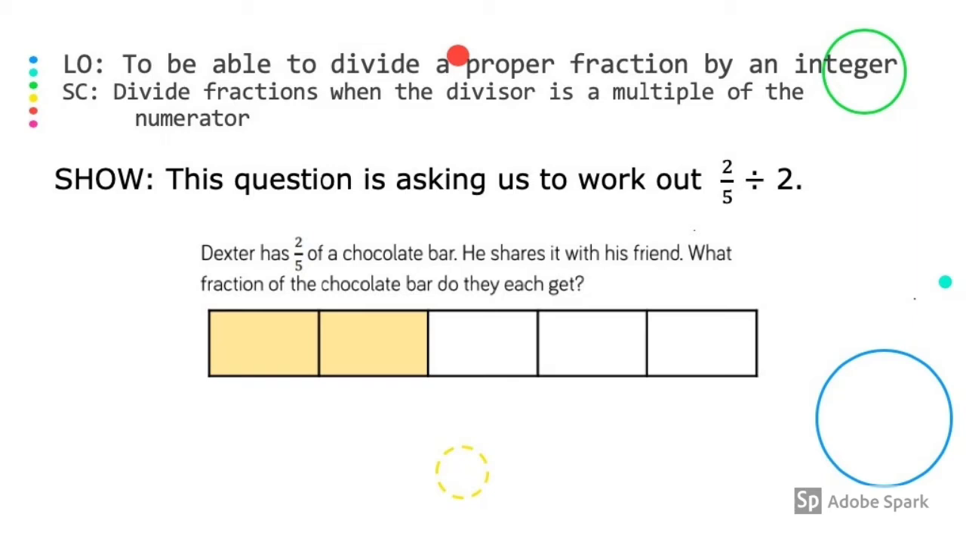This question is asking us to work out 2/5 divided by 2 because Dexter has 2/5 of a chocolate bar and he's sharing it with his friend. We need to work out what fraction of the chocolate bar they each get. And this is pretty simple. 2/5 is represented on the bar chart here, and when it's split into 2 equal parts, we have 1/5. So they each get 1/5, and you'll notice that I put a little cross to represent 2/5 divided by 2.